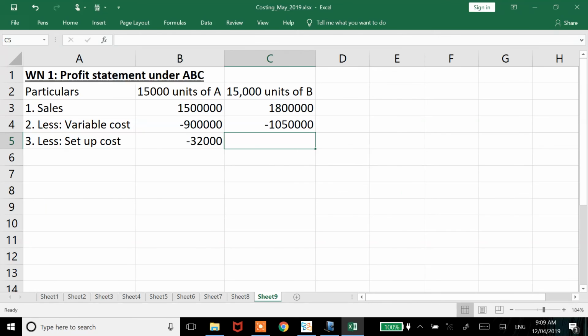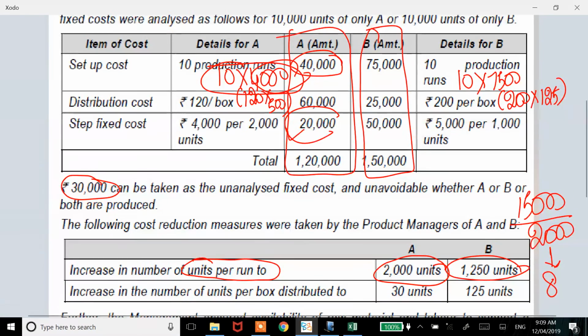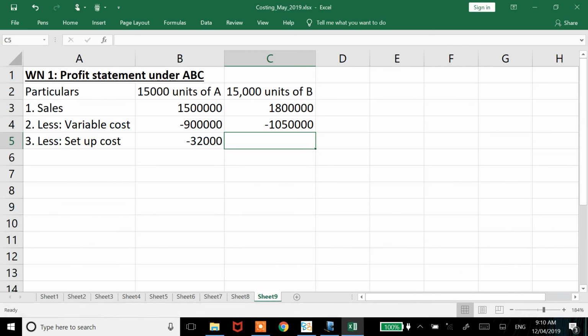Similarly for product B, how many runs will there be? It will be 12, so 12 into 7,500. Earlier it was 10 into 7,500. Now it will become 12 into 7,500. Any doubts on this number? What's the next cost they've given? Distribution.